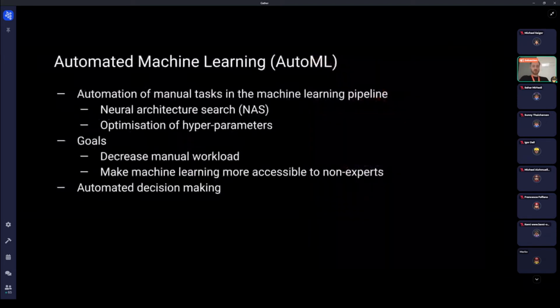Another topic that we brought into this paper is automated machine learning. This is really about automating the manual tasks in machine learning pipelines. It is usually a more standard setup, based around neural architecture search and optimization of hyperparameters. So it's really about optimizing the whole setup that you would use in your machine learning pipeline. The goals are to decrease the manual workload and to make it a little bit more accessible for non-experts. This is driven by the demand for off-the-shelf solutions in industry, but also academia. And automated machine learning is really automated decision making in the end. Now maybe you can already guess where we're going here.